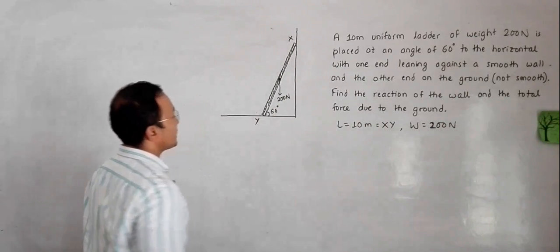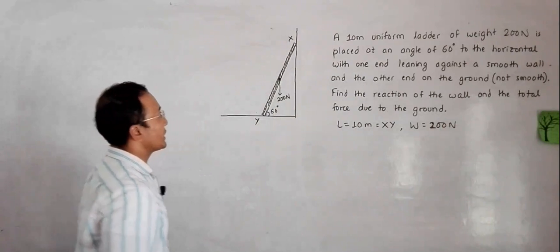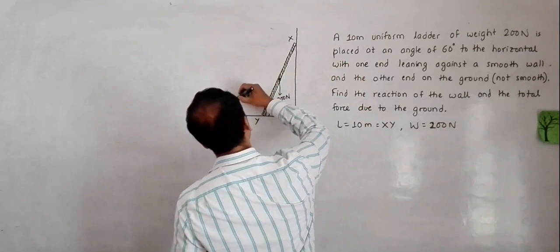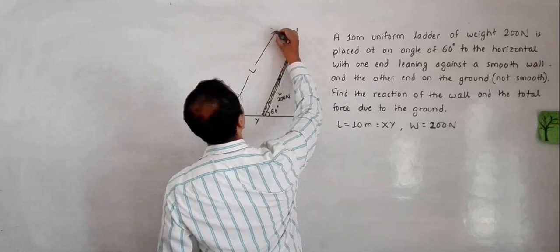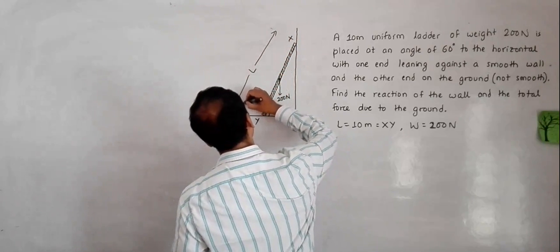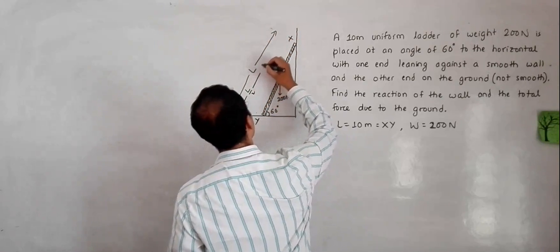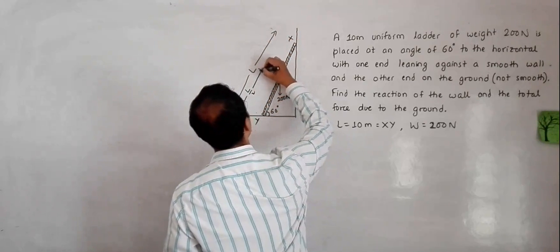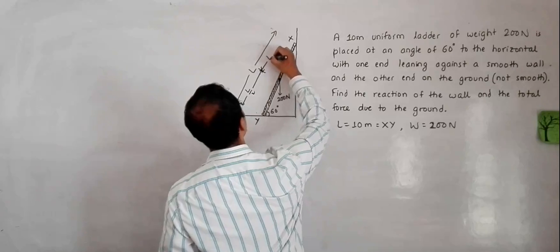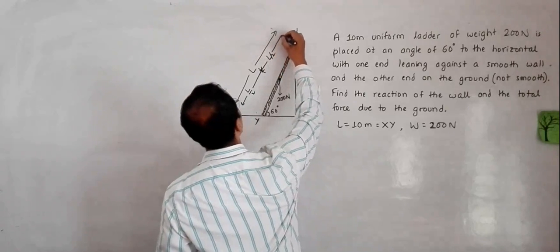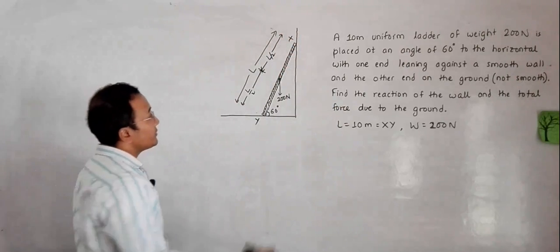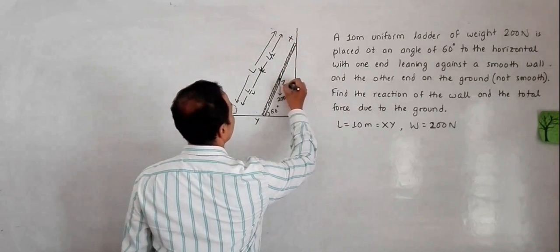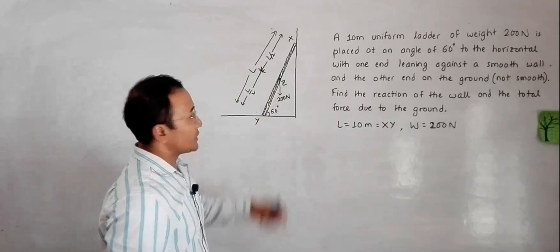Since this weight acts exactly at the middle, what I can write here is the full length of the ladder as L, and the half length as L by 2. So from here to here it is L by 2, and from here also it is L by 2 up to this point, L by 2. And if I name this point as Z, I write a Z in a crossed manner.